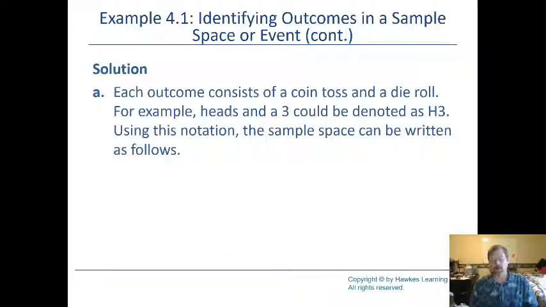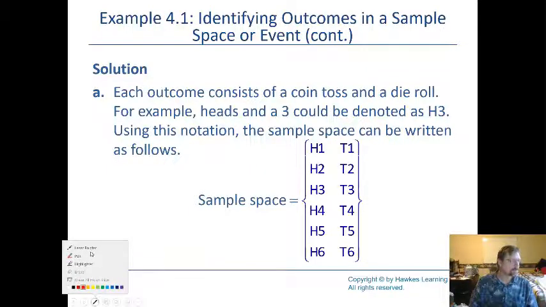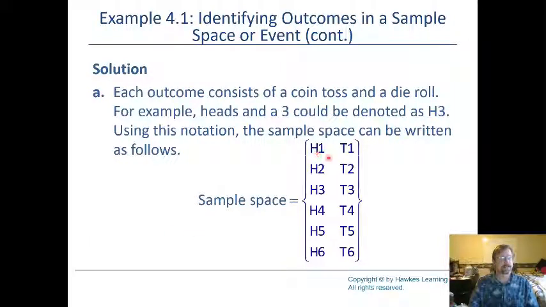Probably we're going to want to come up with some sort of notation to make this easy to keep track of. So we could denote the coin toss as an H or a T for heads or tails, and then the number on the die. So our sample space can be written fairly easily using that as heads and a 1, tails and a 1, heads 2, tails 2. Laser pointer. Got the laser pointer. There we go. See, heads 1, tails 1, heads 2, tails 2, etc., on down the way.